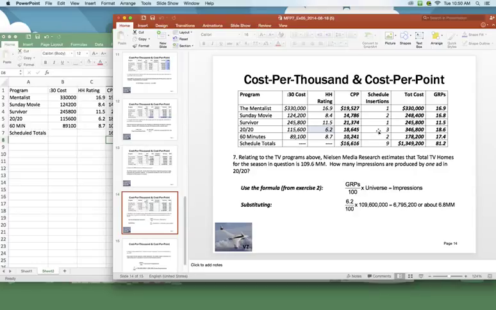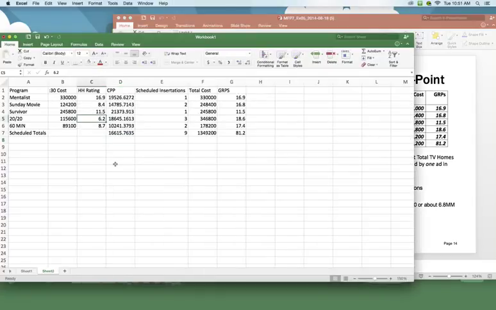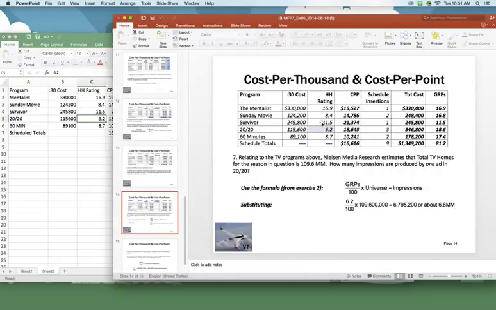Next, it says TV program Nielsen estimates that total TV homes for the season in question is 109.6 million. How many impressions are produced by one ad? Again, we have this number for 2020 because that's what they're looking for. GRPs over 100 times your universe equals impressions. We have our 6.2 as referenced over here. And all we have to do is divide by 100, multiply it by the proposed universe, which is right here, and we get 6.8 million.